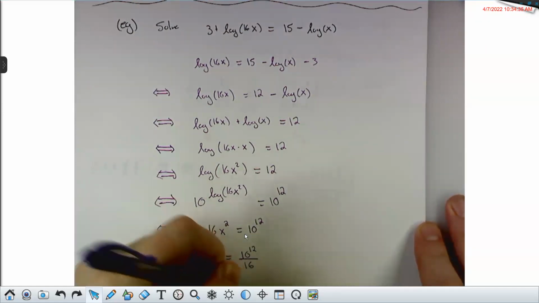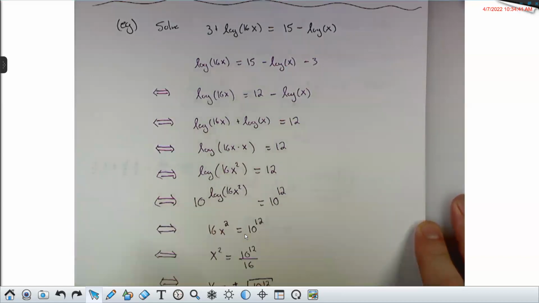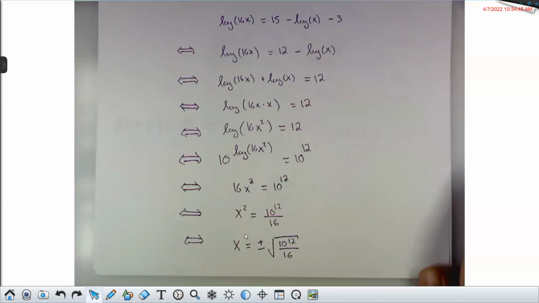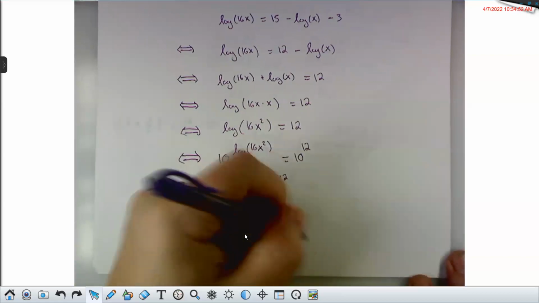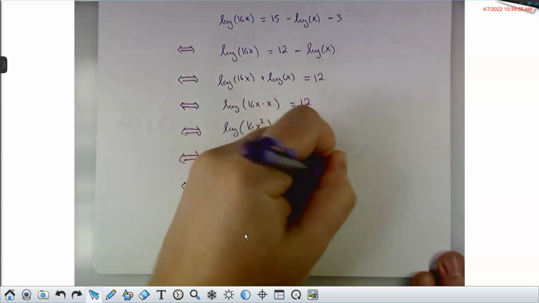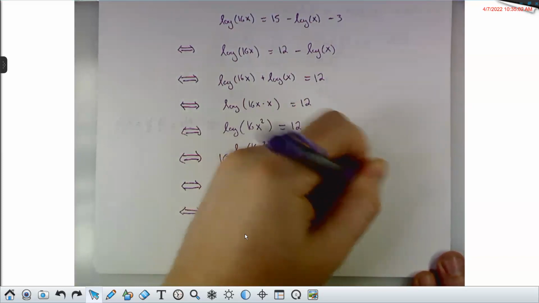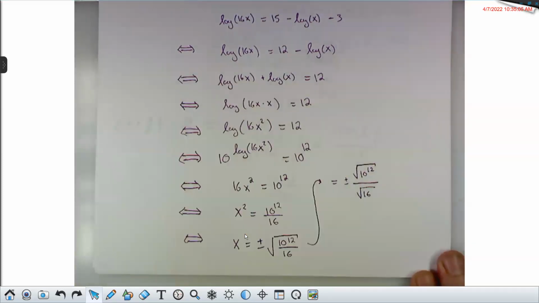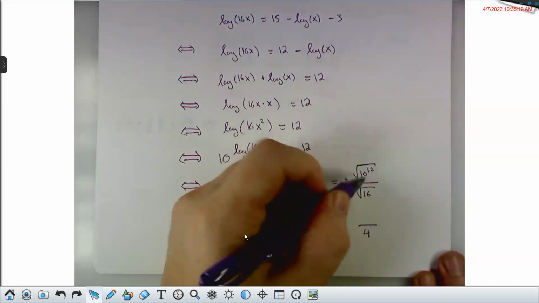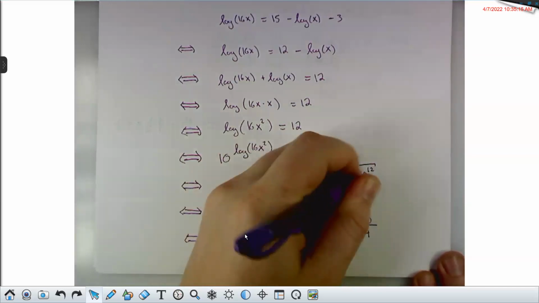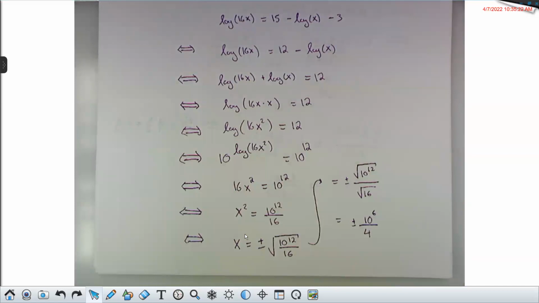And when I do that, I'm going to get a plus and a minus. Square root of 10 to the 12 divided by 16. And that number we actually can clean up quite a bit. That's the square root of 10 to the 12 divided by the square root of 16, and our plus and minus is out front. Downstairs, the square root of 16 is 4. Upstairs, the square root of 10 to the 12 is 10 to the 12 over 2, which is 10 to the 6. So we get plus or minus 10 to the 6 over 4.